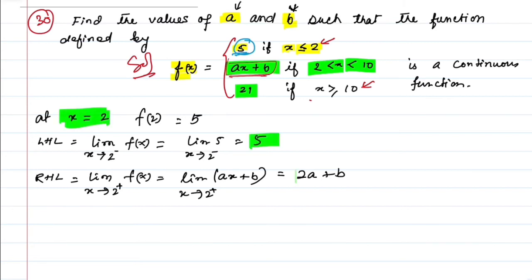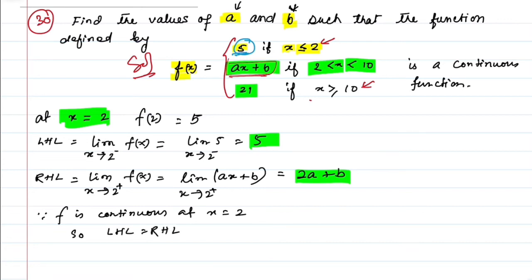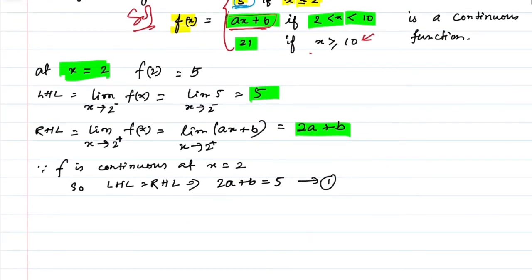These two values, left hand limit and right hand limit, must be equal. Since f is continuous at x is equal to 2, the left hand limit is equal to the right hand limit, which implies 2a plus b must be equal to 5. This is equation number 1. Let me scroll down a little bit.